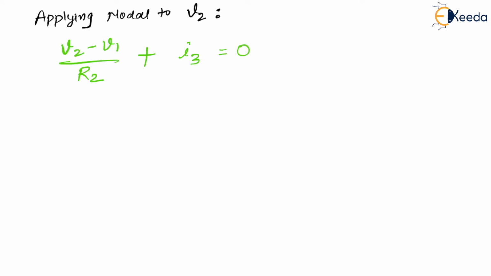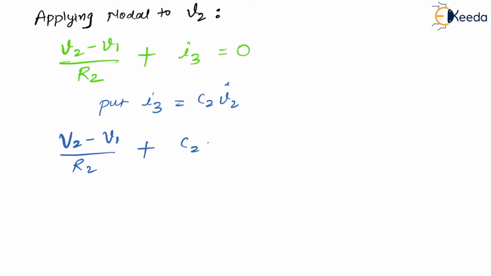So let me put I3 current, which is equal to C2 into V2 dot. So V2 minus V1 upon R2 plus I3, which is C2 into V2 dot, is equal to 0. So this is going to be equation 2.